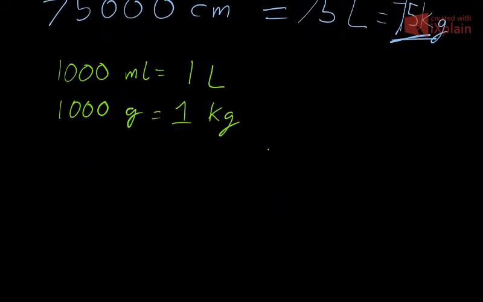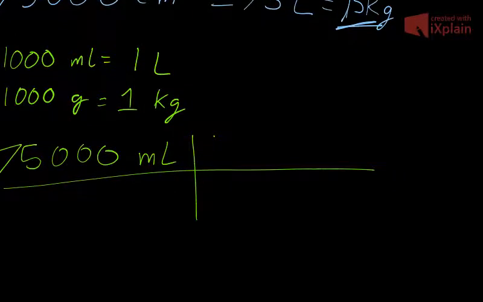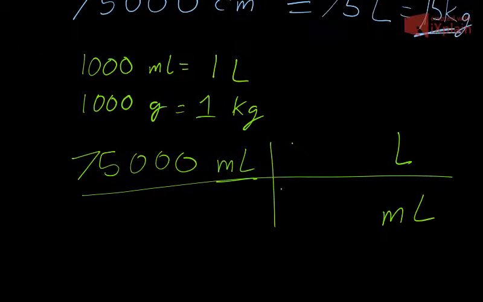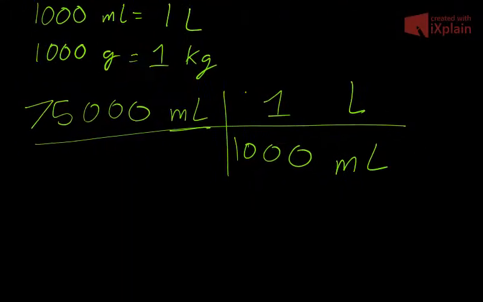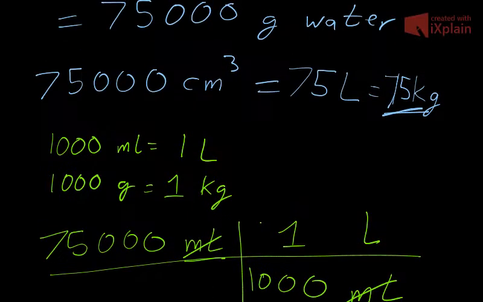So if I had 75,000 milliliters, what I could do is put it in my t-chart. I know I want to get rid of milliliters, so it's going to go on the bottom here. And I want to get to liters. I know that 1,000 milliliters equals 1 liter. So doing that multiplication, I would get my milliliters to cancel out. 75,000 divided by 1,000 is 75 liters, and that works out exactly how we found it up here.